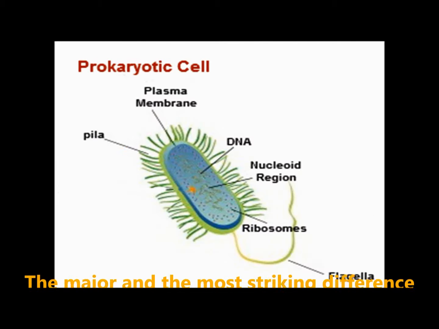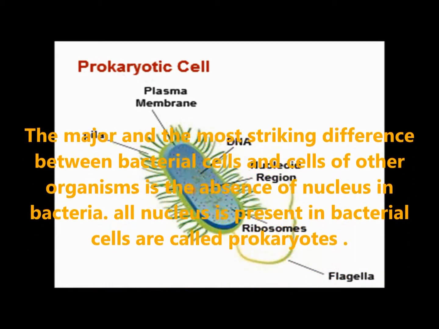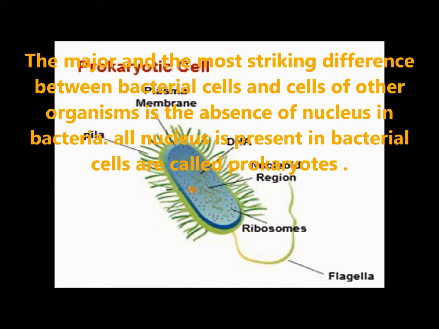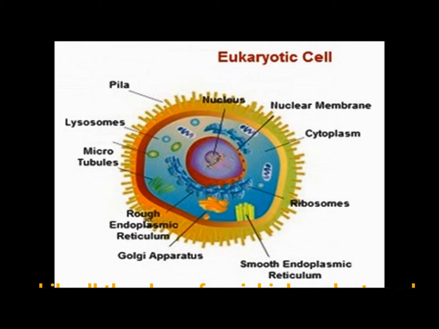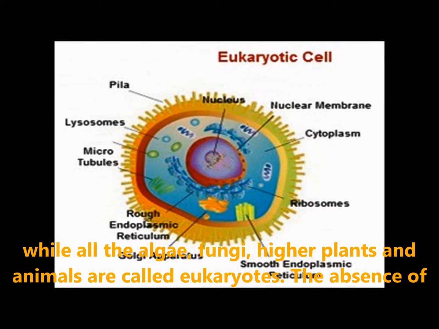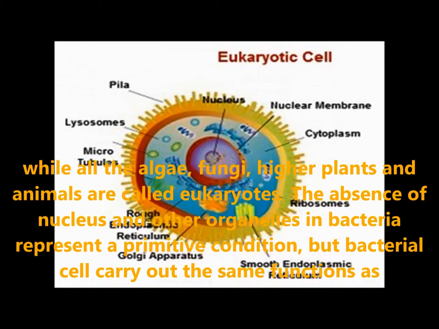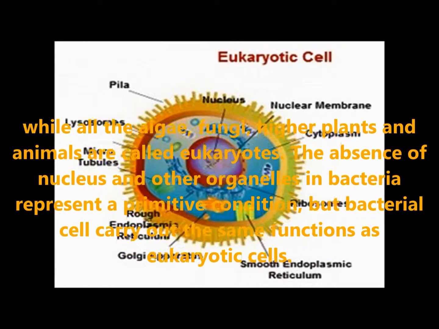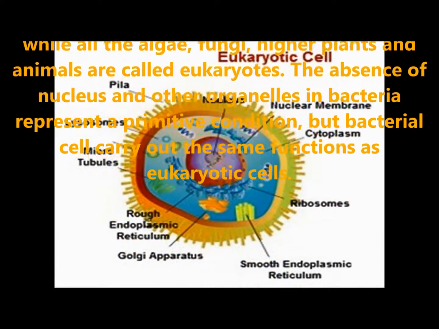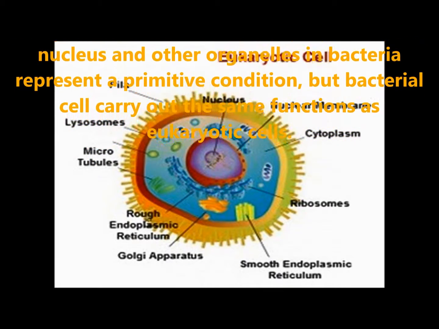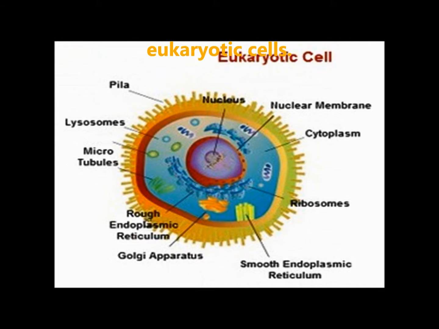The major and most striking difference between bacterial cells and cells of other organisms is the absence of a nucleus. Organisms in which the nucleus is absent, such as bacteria, are called prokaryotes, while algae, fungi, higher plants and animals are called eukaryotes. The absence of a nucleus and other organelles in bacteria represents a primitive condition, but bacterial cells carry out the same functions as eukaryotic cells.